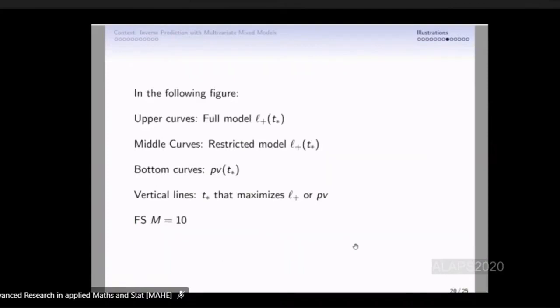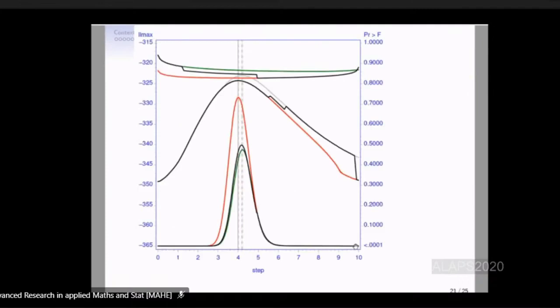I'll show you the figure. I'm going to come back to this. Most of the results are on view here, but I have to explain what they are. The scale here is T star, 0 to 10. The top curves are for the full model. That includes that dummy variable for the mystery specimen. I'll come back to that in a minute.